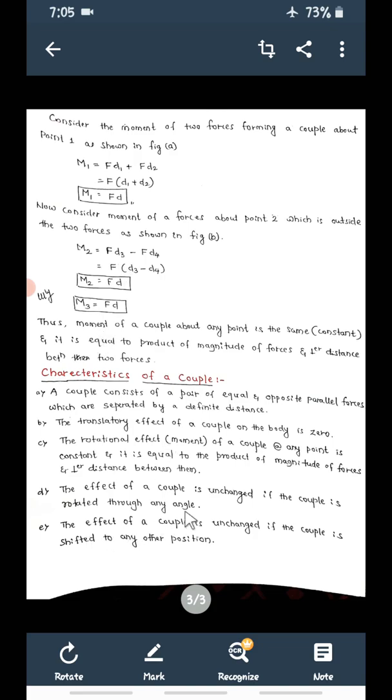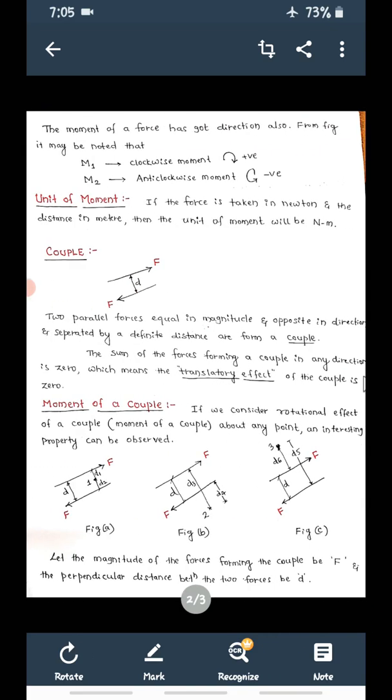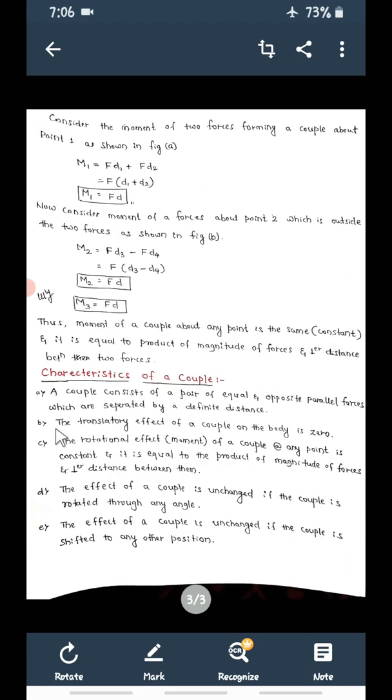Next, last, the effect of a couple is unchanged if the couple is shifted to any other position. Now see, if I take this couple and move it here, and calculate the moment of the couple about a point, it will remain the same. So if you rotate it, there is no change in the moment of a couple. If you shift the couple to any other position, the moment of a couple will remain the same. So these are the characteristics of a couple.